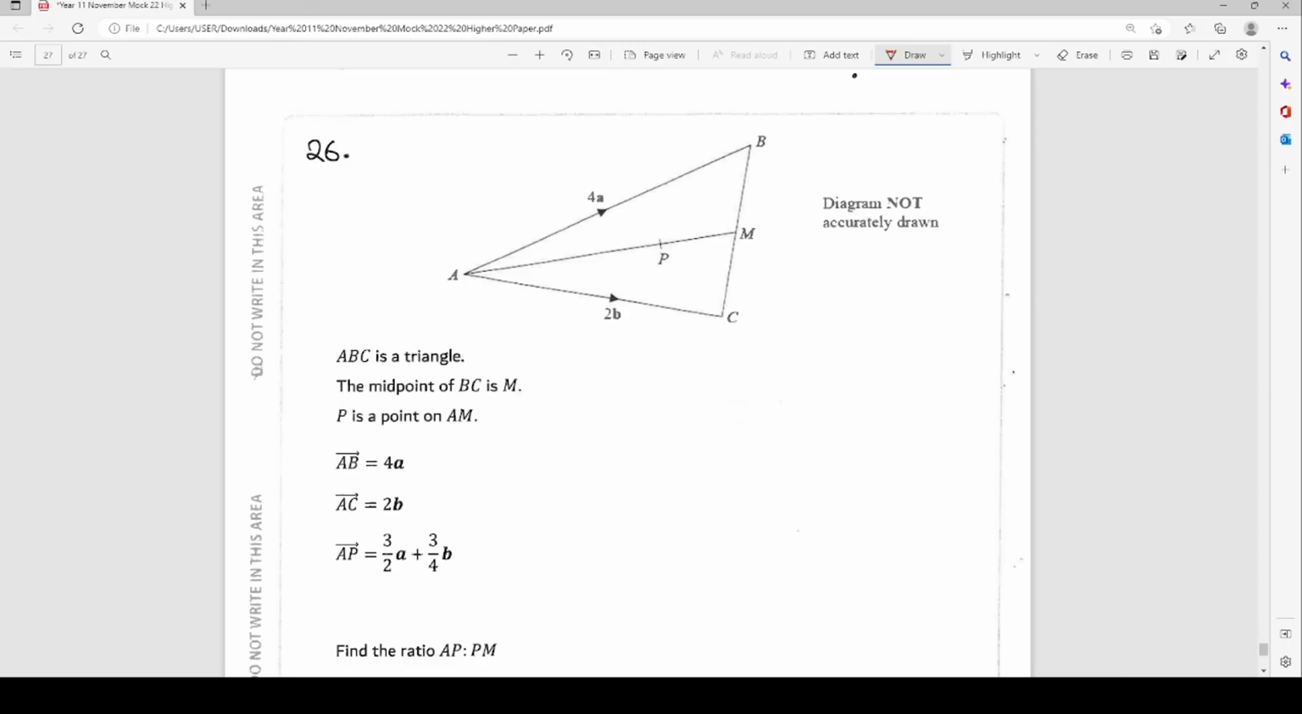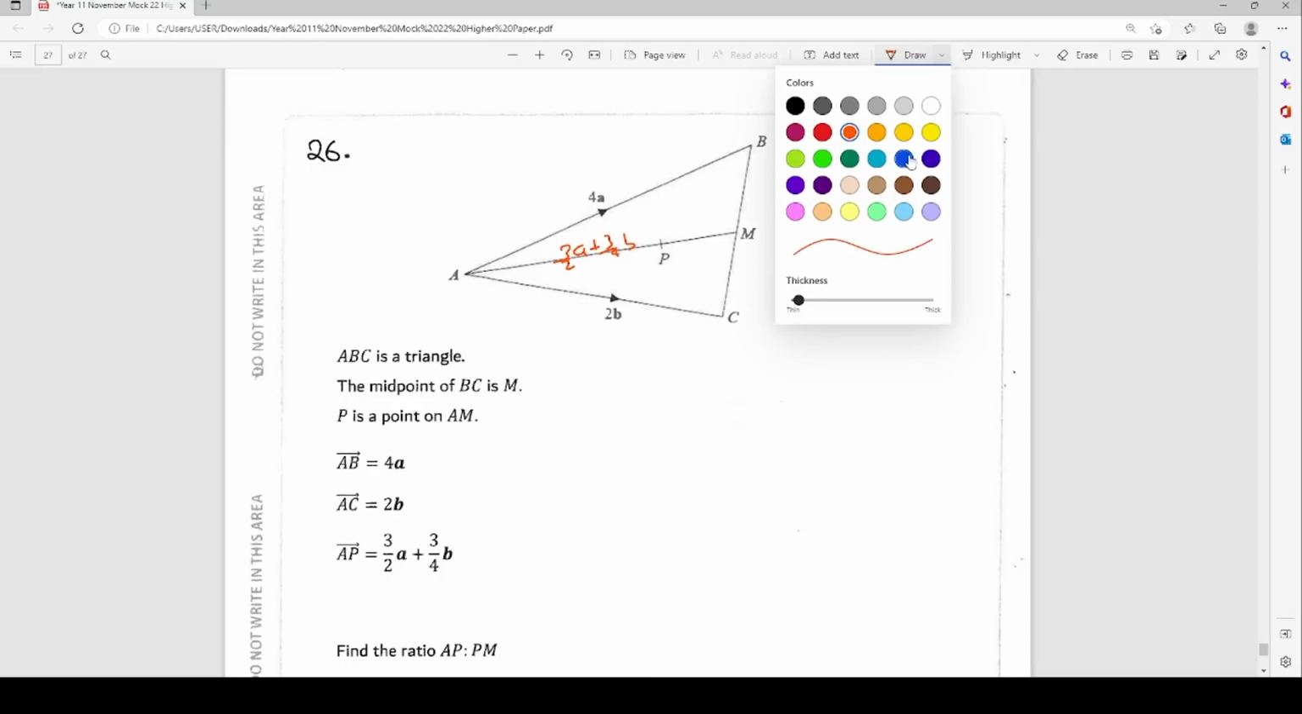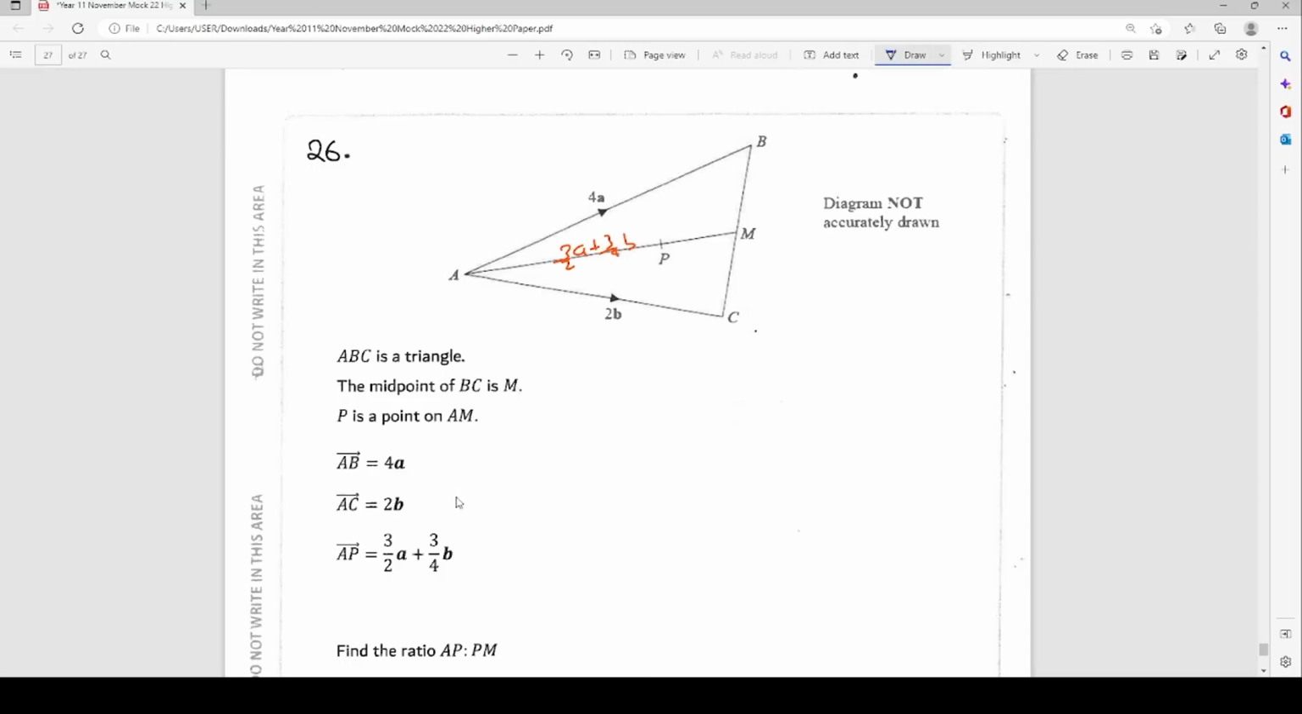Okay. Here we have got ABC is a triangle, the midpoint of BC is M, all right, and P is a point on AM, and AB is vector 4A and AC is a vector 2B, and AP is given to us as 3 over 2 A plus 3 over 4 B. All right, so we have to find the ratio of AP and PM. Okay, that is nice. Let's see what we can do.